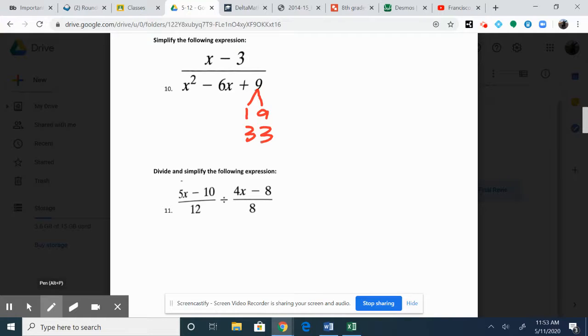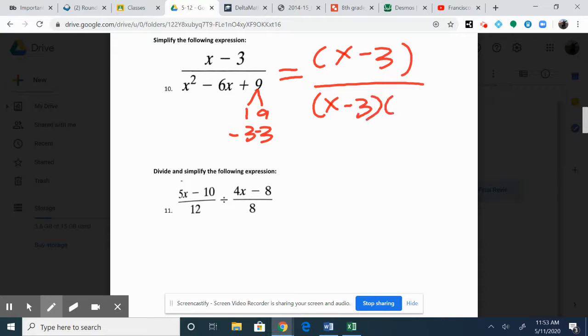In this case, it's x minus 3 for both of them, because -3 times -3 is +9, and -3 plus -3 is -6. So we rewrite this as x minus 3 on top, and on the bottom we're going to have x minus 3 twice.